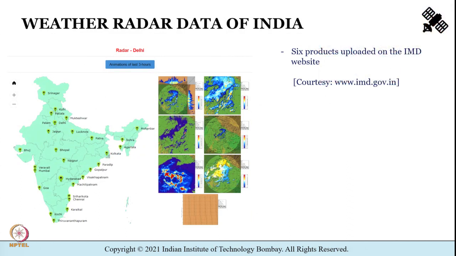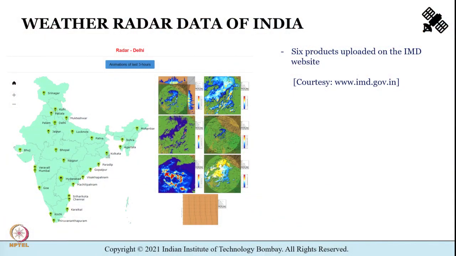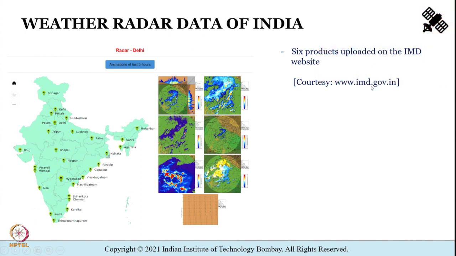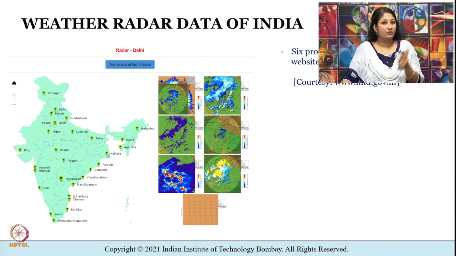Now, let us try to understand more about the Doppler weather radars in India. Towards your left side, you can see the locations where radars are available in India, and the details are from the India Meteorological Department, that is the IMD website. Shown here is a sample of the plots that are made available. This plot is by the radar at Delhi. The IMD provides products like these, which are updated at every 10 minute interval.